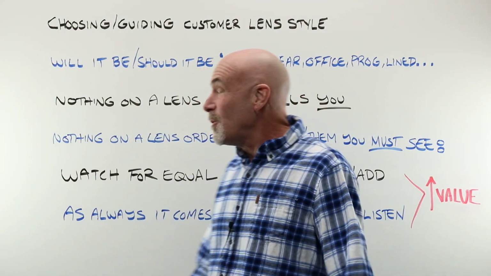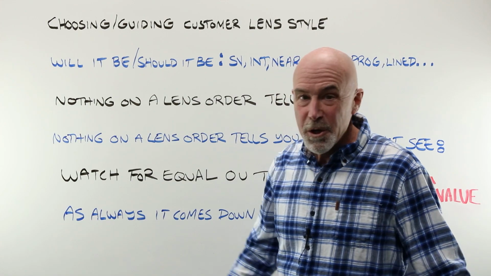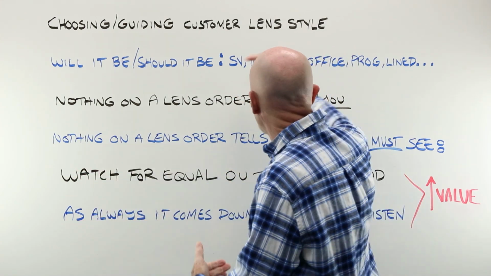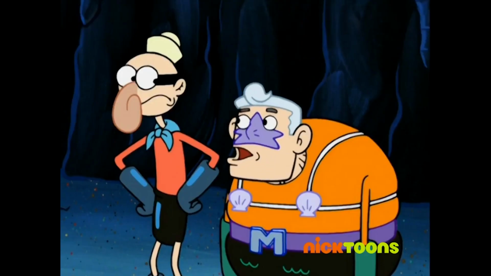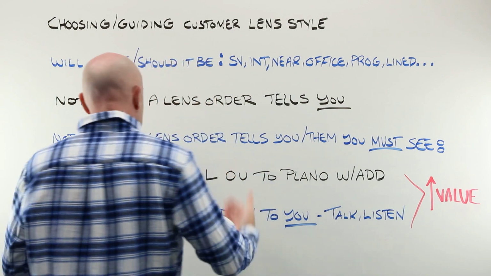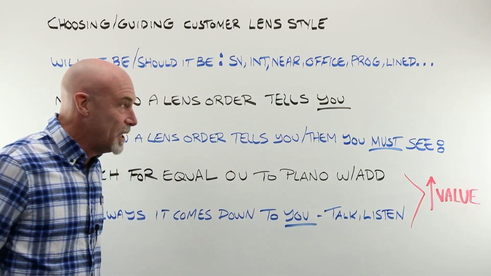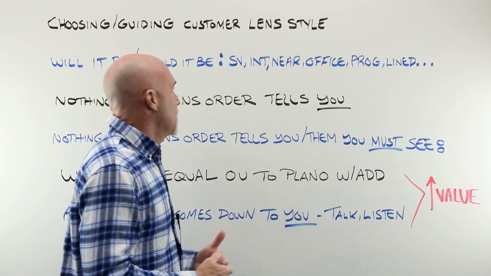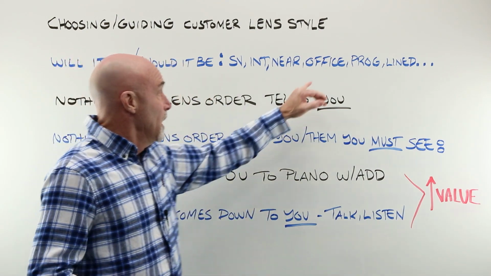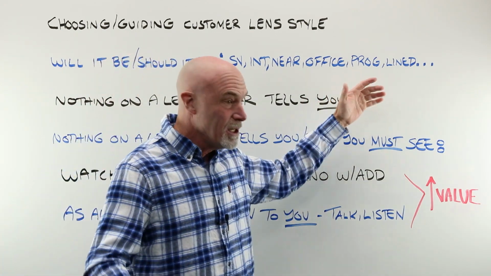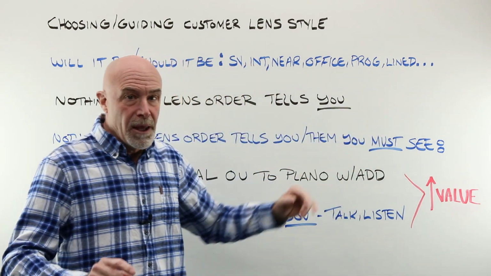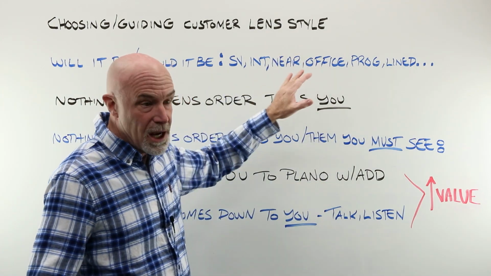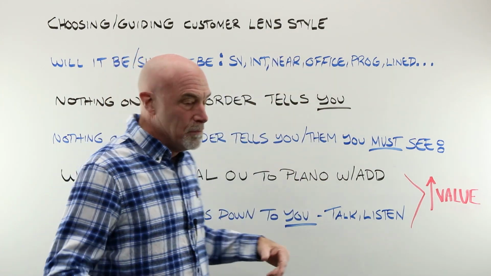Yes, indeed. Let's talk about choosing, or a much better word, guiding your customer on the choice of lens style. Now, what do I mean when I use the word style? I make this look good. No, not really. Well, I mean, ultimately, should it be single vision intermediate, single vision near, an office progressive style, a regular progressive style, a lined bifocal, an occupational. That is what I mean when I talk about style. I'm not talking about material or brand.